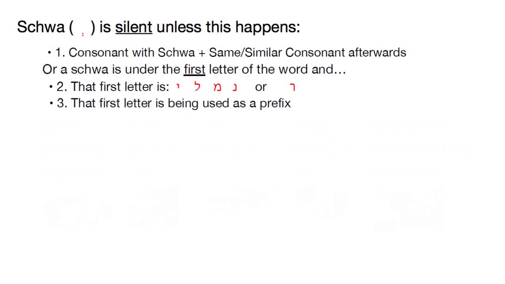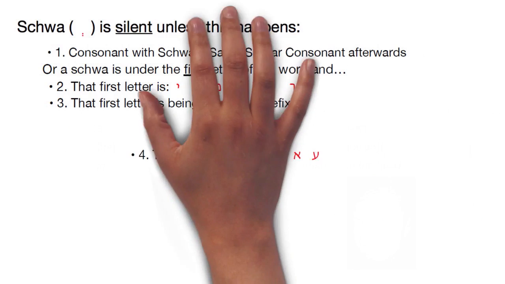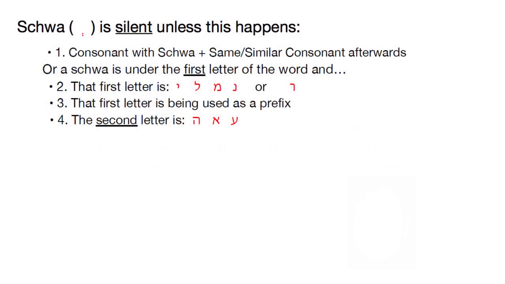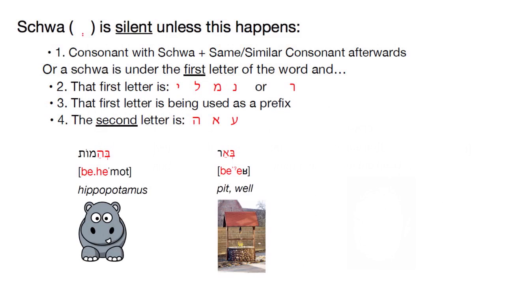For category 3, we talked about a handful of grammatical prefixes. There was be, meaning in, ve, meaning and, ke, meaning as or like, and te, which is used to put verbs in the future tense. If you're using one of those prefixes, then your schwa is going to make an eh sound, as in berosh. And then there was category 4. If that second letter is a hey, as in behemot, or one of the silent letters, aleph or ayin, as in be'er, or pe'amim, then you're going to pronounce the schwa under the first letter as eh. And that was it for schwa.